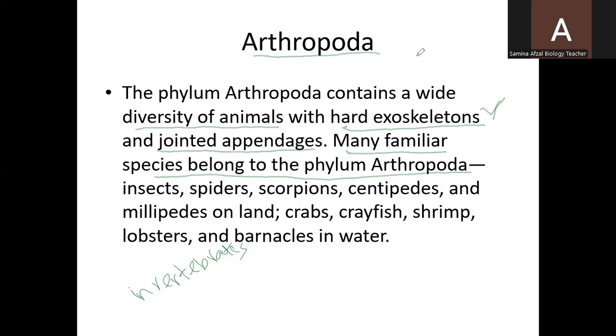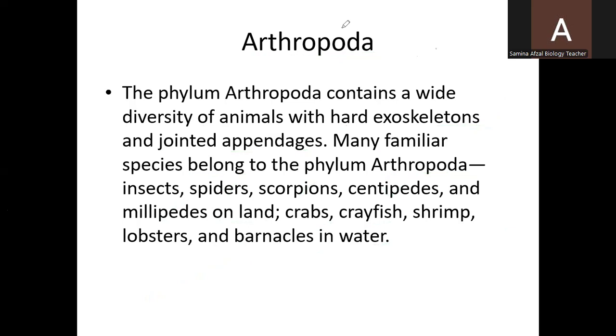The examples of phylum Arthropoda are insects, spiders, scorpions, centipedes, and millipedes on land, and crabs, crayfish, shrimps, lobsters, and barnacles in water. So Arthropoda have a variety of species. Some of them live on land and some live in water, so we have to discuss both. I would like to move towards the next class of Arthropoda, which is class Insecta, in which insects are included.